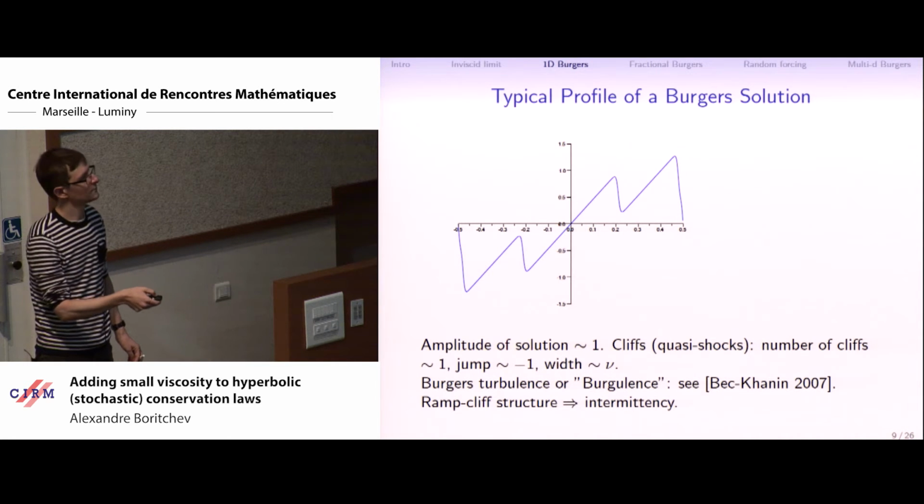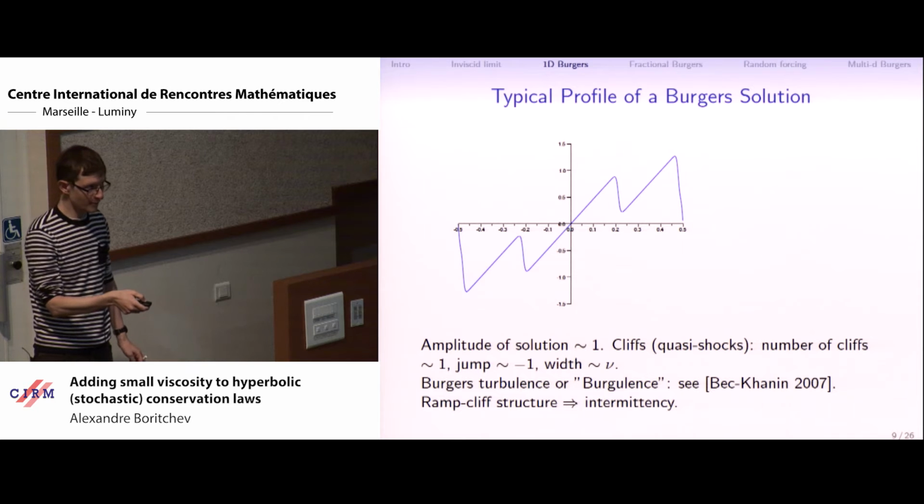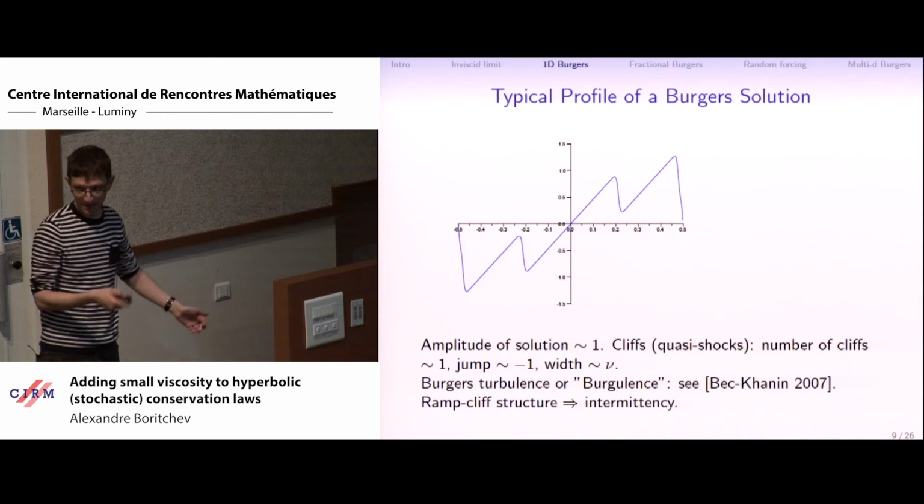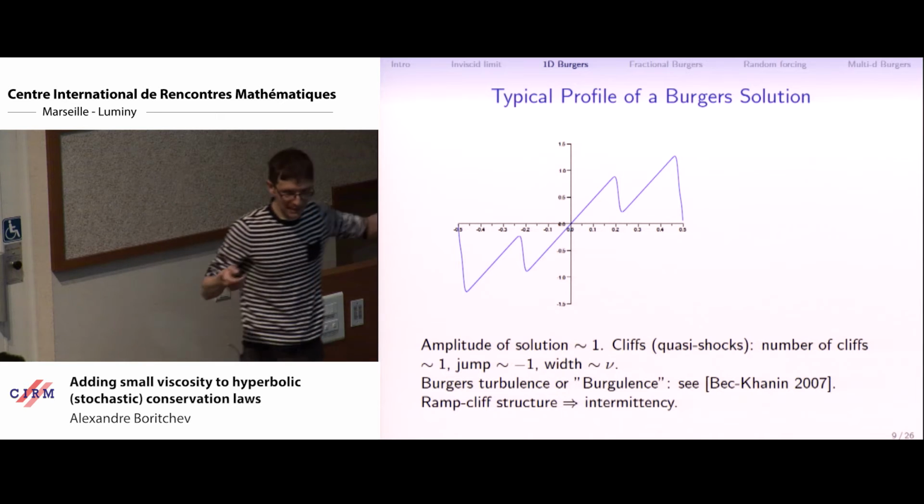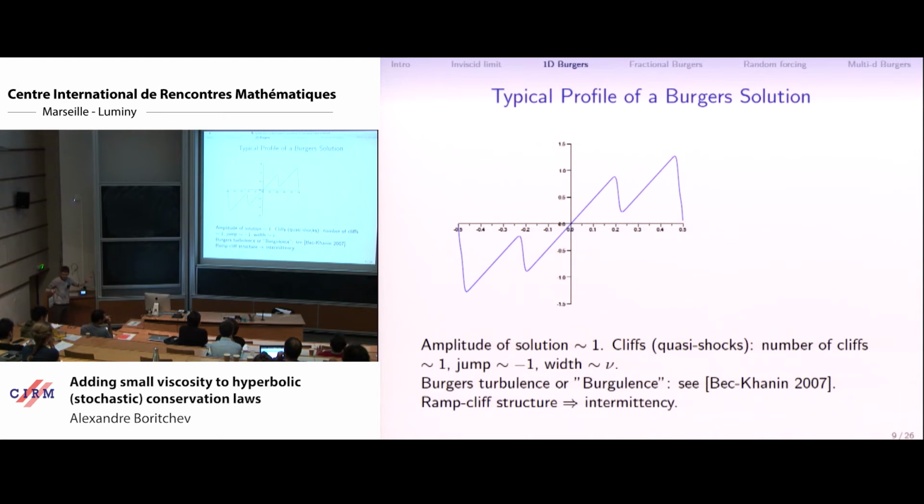There is a good physical review article by Beck and Hanin, where they use the term turbulence. I don't want to comment too much on it because nobody can agree about what the definition of turbulence is anyhow. However, let me tell you something which is more clearly true. We have a ramp cliff structure with nice smooth ramps and sharp cliffs. So we clearly have intermittency, which we can quantify. It's a good example of intermittent behavior.